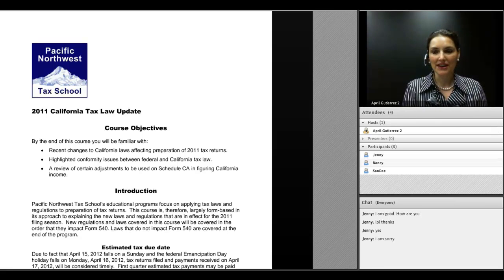And of course, we are covering an update on 2011 California tax law. And the thing about 2011, as I said when I did the federal update, is that it wasn't terribly exciting as a year for tax change legislation, either at the federal level or at the California level. Most of the big things that changed in 2010. And so 2011 is merely a continuation of that.